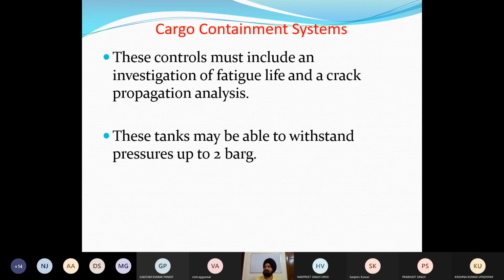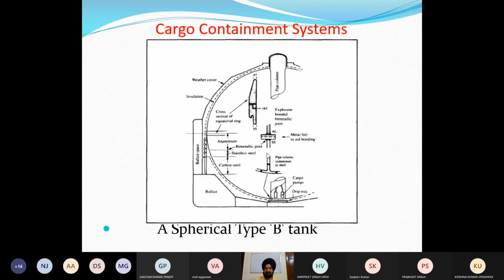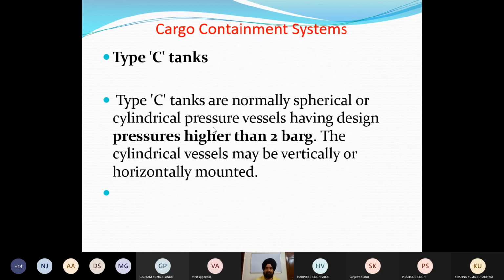Their construction is again not so thick steel, but they can stand, so they can be of the spherical type. Type C is normally spherical or cylindrical pressure vessels having design pressure higher than 2 bar. Now if you see type A, type B, type C: type A very low pressure, very thin; type B slightly higher pressure; and type C higher, more than 2 bar, and they are normally cylindrical.